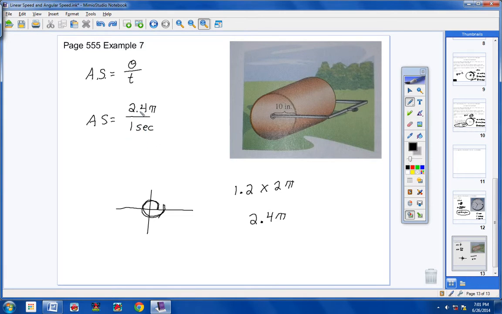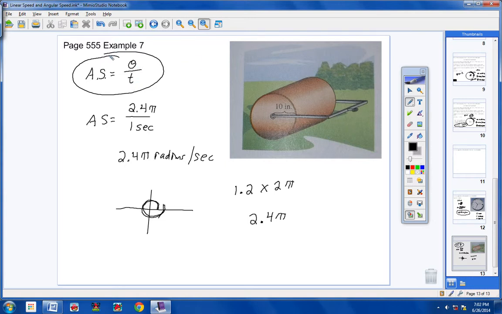They just left the answer as 2.4 pi radians per second. Now, if I wanted that in decimal form, you would type into your calculator 2.4 times 3.14, and you would get something like 7.536 radians per second. So there, we found the angular speed. Please don't forget this formula. Angular speed is the radians traveled, theta, divided by your time.